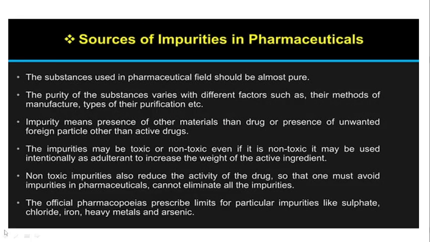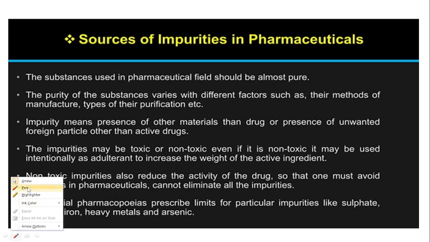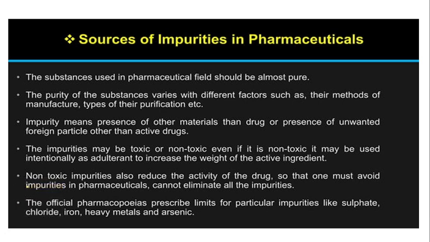Now, what are the sources of impurities in pharmaceuticals? We talked about determinate and indeterminate errors, and there can be impurities in them. Now, what are the sources of impurities? The very first is that the substances used in the pharmaceutical field should be almost pure. If we do not use a very pure substance while performing the experiment, that might be one of the impurities. The second is that the impurity of a substance varies with different factors, such as the method of manufacturing. Exactly, the method of manufacturing matters: how we manufacture any kind of substance, the type of purification, which purification technique we use, and which separation technique we use.